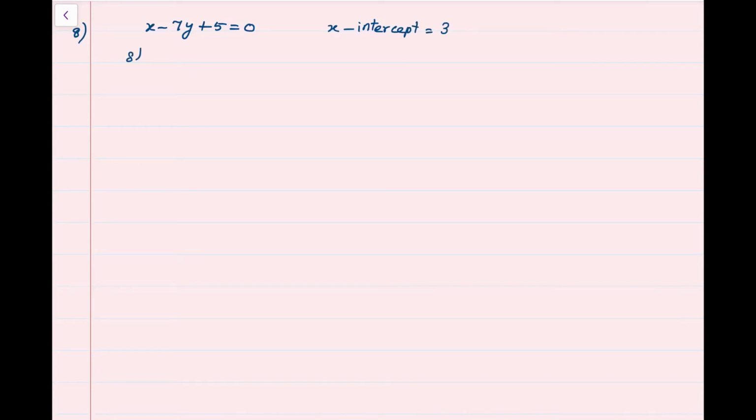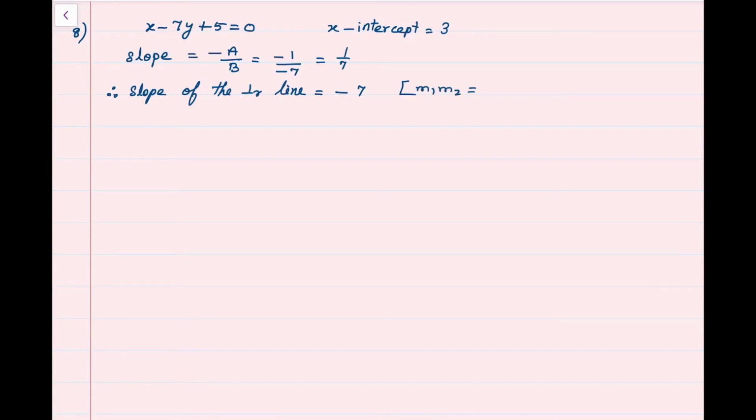Let us write the slope of this line. The formula is minus a divided by b, where a is the coefficient of x and b is the coefficient of y, which is 1 by 7, from which we can find the slope of the perpendicular line. Therefore, the slope of the perpendicular line is the negative of its reciprocal, using the formula m1 m2 is minus 1.